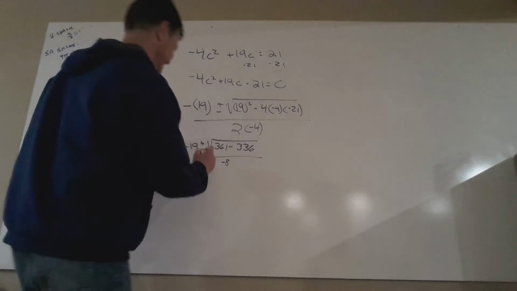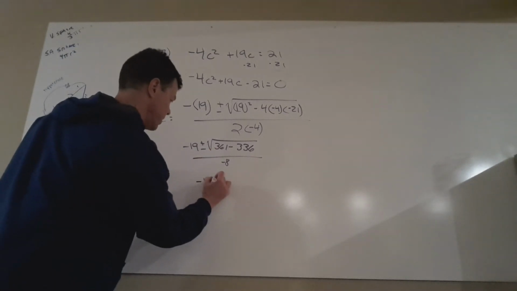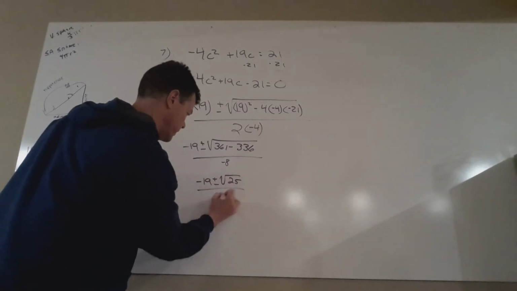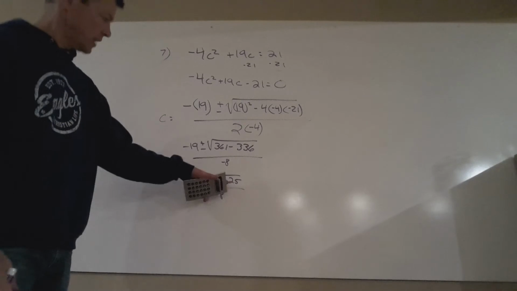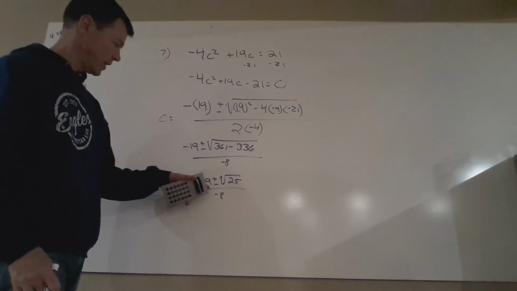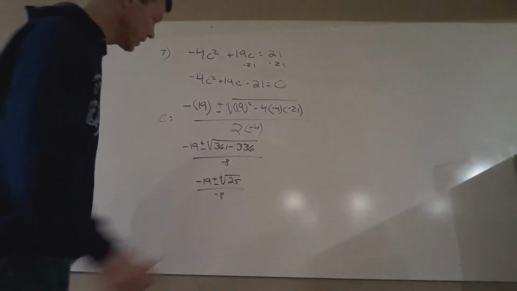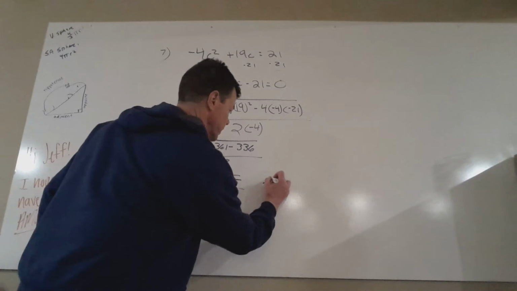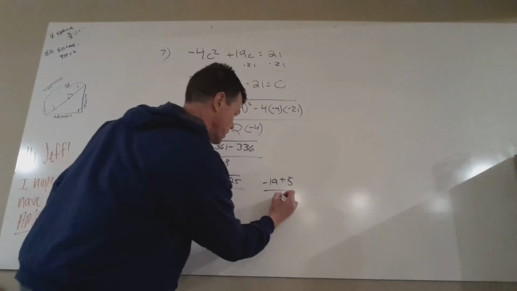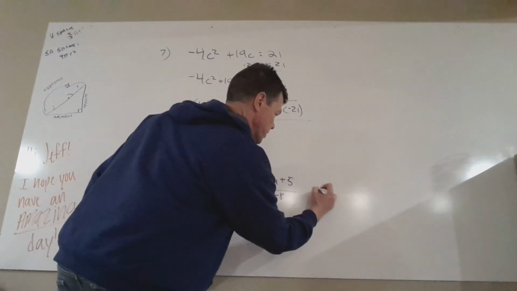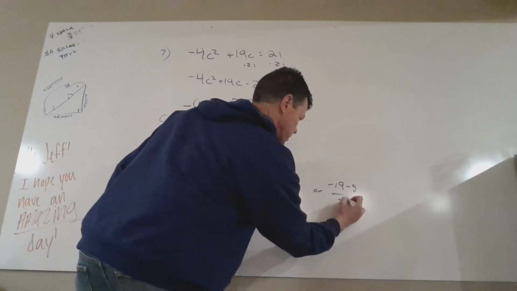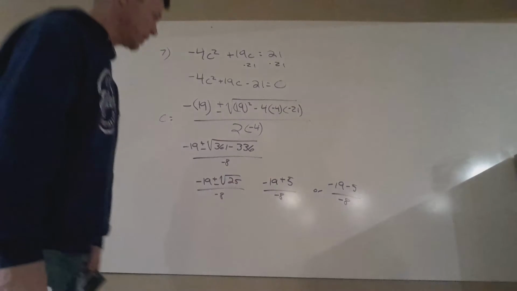Good. So negative 19 plus or minus the square root of 25 all over negative 8. 25 works out to be 5, so we have negative 19 plus 5 and negative 19 minus 5, and both of those are over negative 8. So negative 19 plus 5 all over negative 8, or negative 19 minus 5 all over negative 8. Be careful with the negatives.